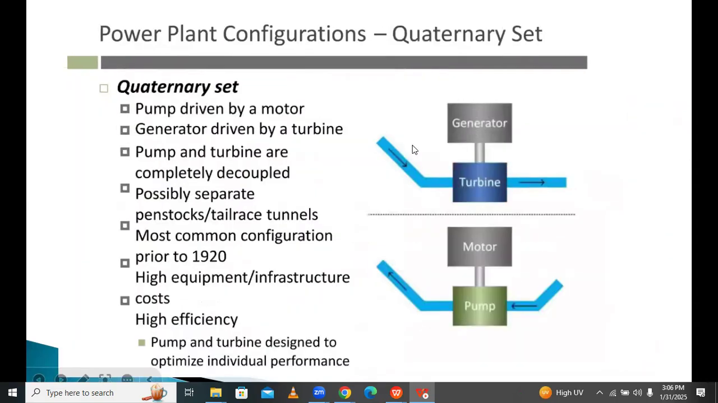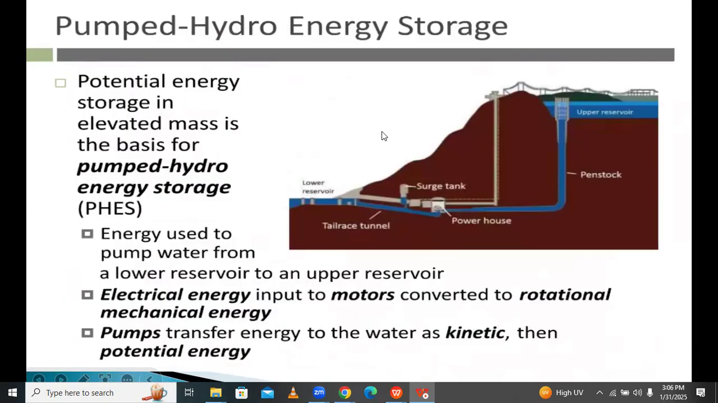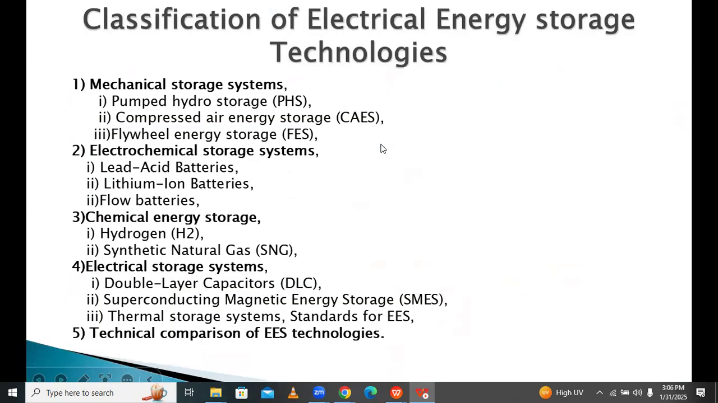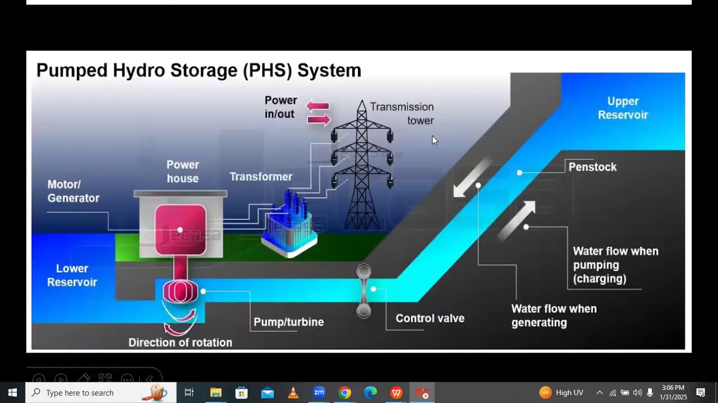So, first, classification of pumped hydro energy storage technologies. Next, the schematic diagram of pumped hydro storage systems: upper reservoir and lower reservoir. Electricity is generated when water flows from the upper reservoir to the lower reservoir and the turbine rotates. This is called discharging. Charging is when the water in the lower reservoir is fed back to the upper reservoir.